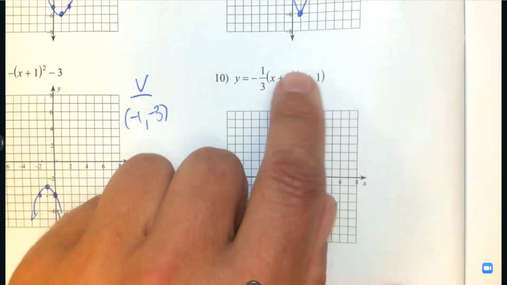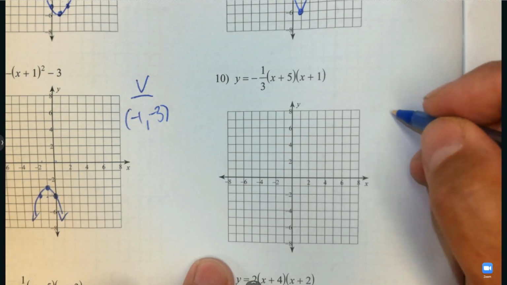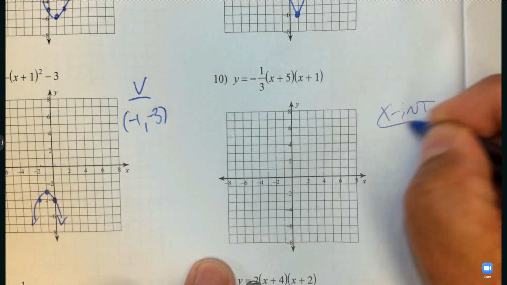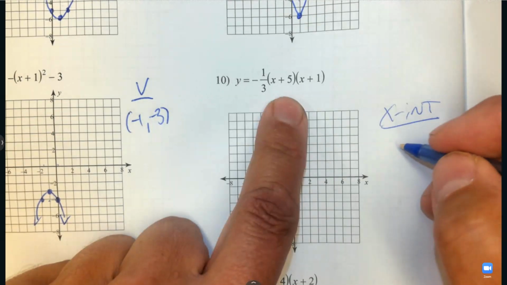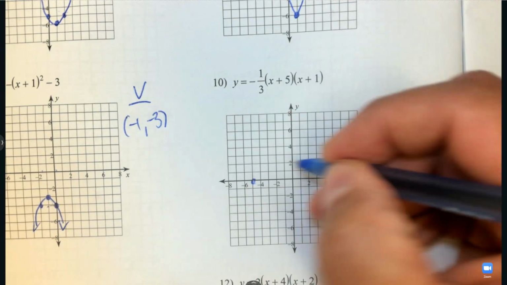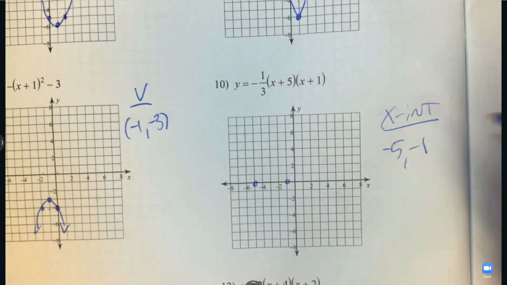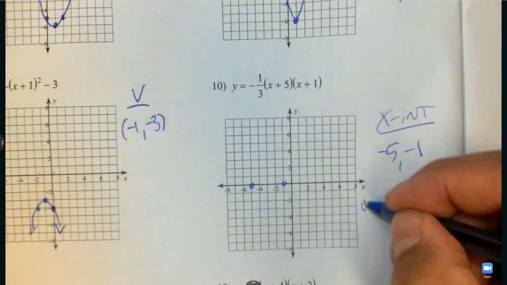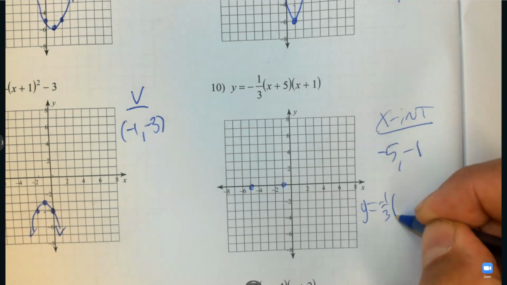Number 10, vertex form, negative 5. So this is intercept form. Change the sign for each number. So that's negative 5 and negative 1. And exactly in the middle between them is negative 3. So that's what we're going to plug in, negative 3.